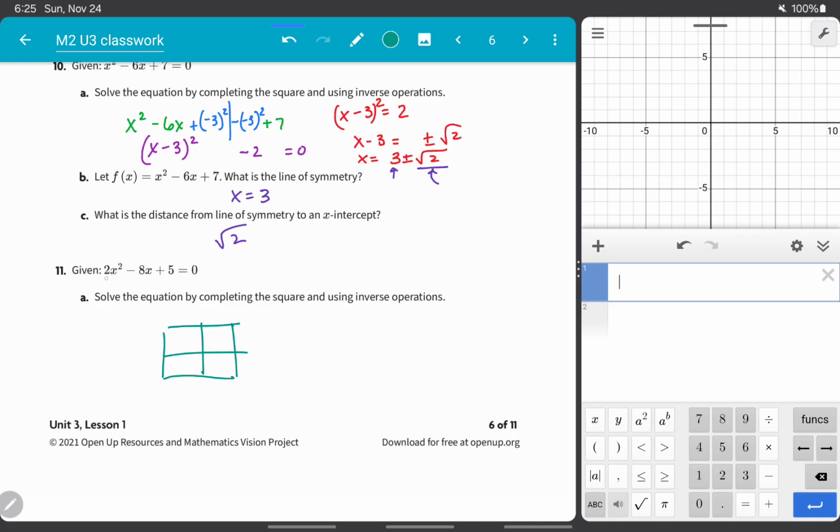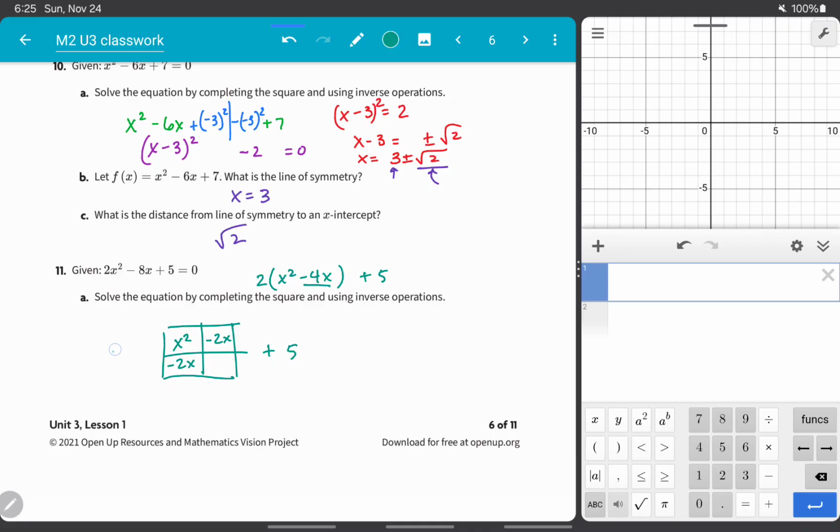I'm going to start out by factoring this 2 from the first two terms. This is going to be 2x squared minus 4x. And then I'm going to have the plus 5 on the outside. I'll put the 2 here on the outside on the left. X squared goes here. Negative 4x has to be split evenly between the top right and bottom left. So that's going to be negative 2x here, negative 2x here.